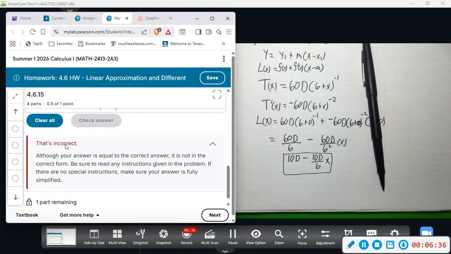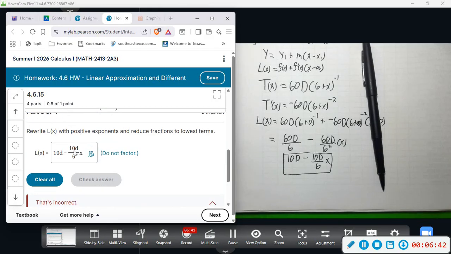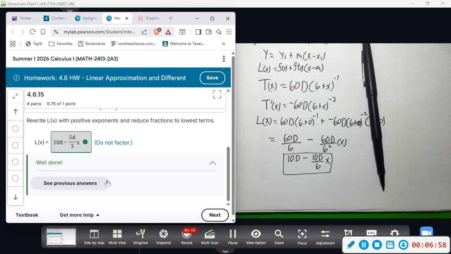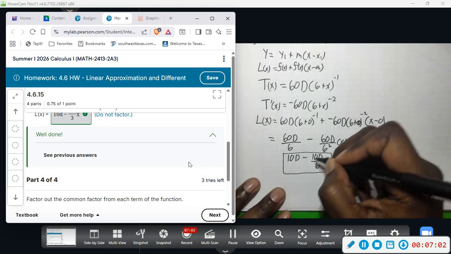Okay, they don't like it. Though your answer is equal to the correct answer, it's not in the correct form. All right, so I'm going to reduce this, and this will be 5 over 3. Maybe that's what we want to do. All right, let me write 5 over 3.